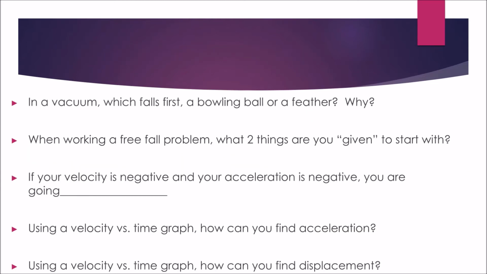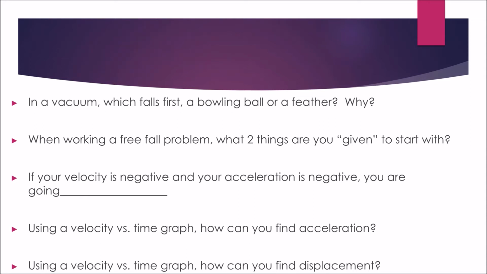In a vacuum, which falls fastest, a bowling ball or a feather? They would fall the same because without air resistance, everything falls at the same acceleration. When working a free fall problem, what are the two things we are given to start with? The initial velocity is 0, and our acceleration is that which is due to gravity, negative 9.81. If your velocity is negative and your acceleration is negative, then you are speeding up.